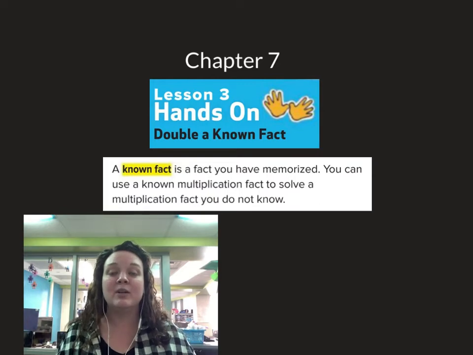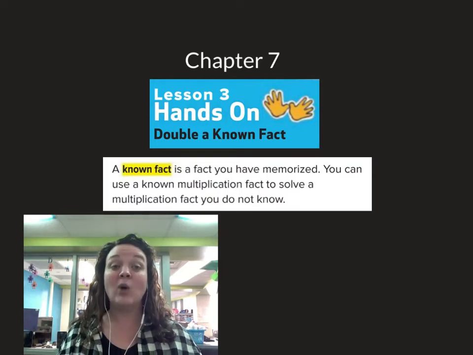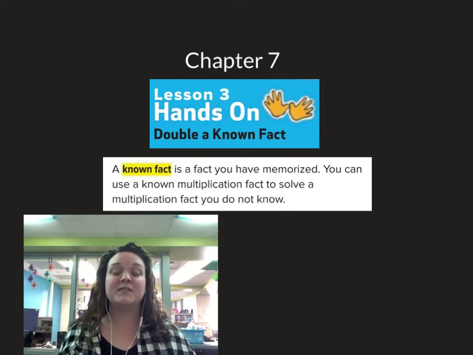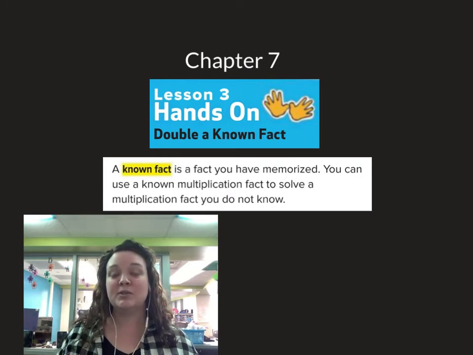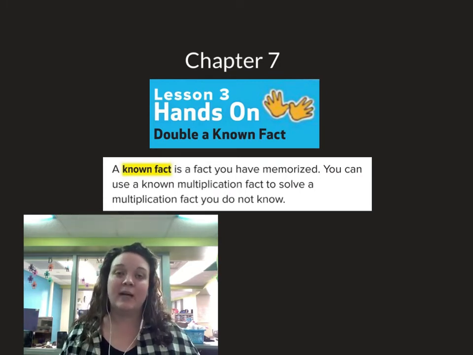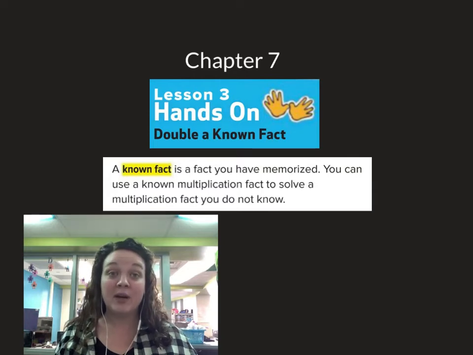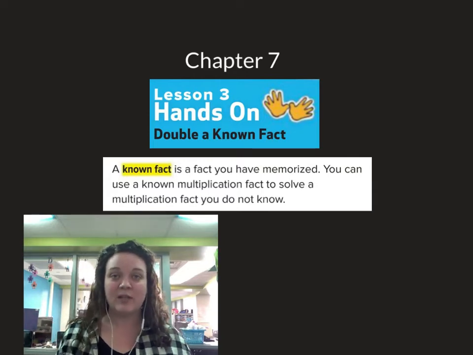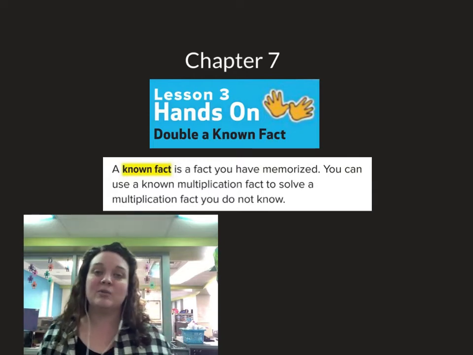For example, if I'm trying to figure out 6 times 4, I could first say, well, I know 6 times 2 is 12. If I double 12, then I would get 24. So then 6 times 4 is 24. It's kind of doubling facts you already know.